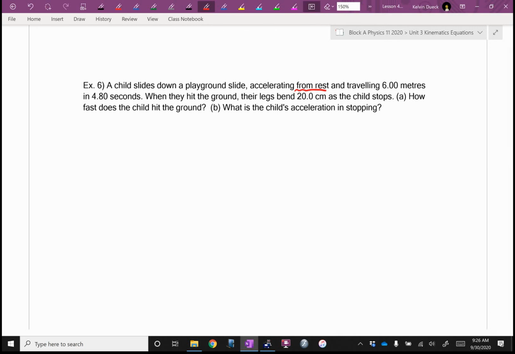Blech. 20 centimeters. How many meters? It's 0.2. So if you're looking for a shortcut to go from centimeters to meters, it's divide by 100 because there's 100 centimeters in 1 meter. So let's cross that out and replace it with 0.2 meters. As the child stops, how fast does the child hit the ground, and what is the child's acceleration in stopping?